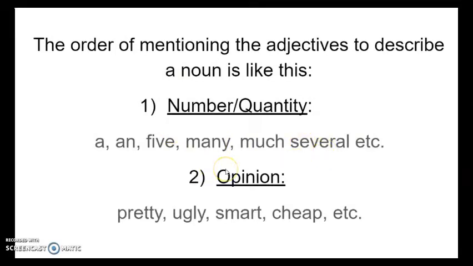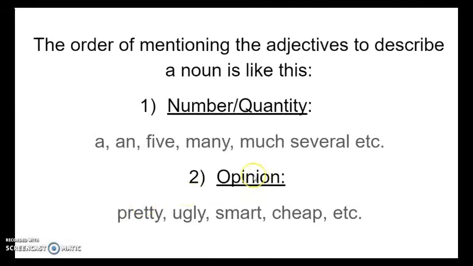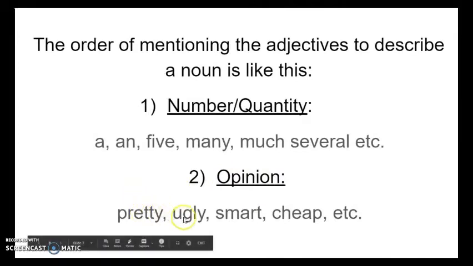In second position, you have to write the adjectives of opinion. The adjectives of opinion are called that because of what you think. Maybe you think that something is pretty, but maybe another person does not think the same. So it's your opinion. That's why they are called opinion. In adjectives of opinion, we have pretty, ugly, smart, cheap, expensive, etc. Remember that is your opinion. Maybe the others don't think the same.